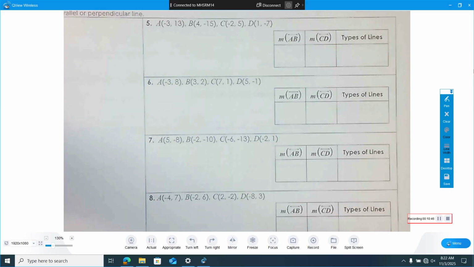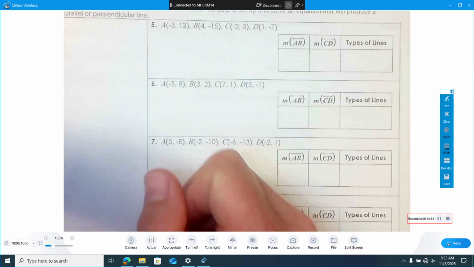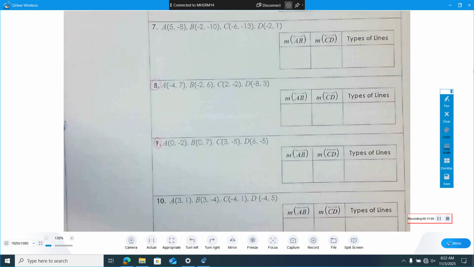Will you take 3 minutes and do number 8 and 9? Go ahead on your papers and do number 8 and 9.